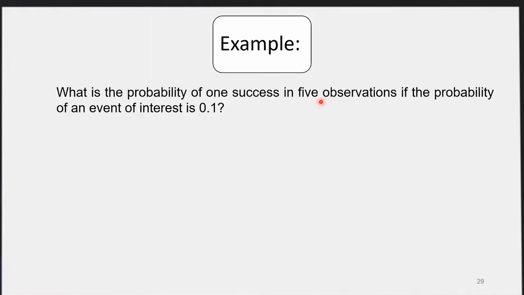So if we were to look at a small example, this question asks us, what is the probability of one success in 5 observations if the probability of an event of interest is 0.1? So what are the important facts here? They're talking about the probability of one success. That's the question. What is the probability of one success, and you're given 5 observations, and you're told the probability of an event of interest is 0.1. So let's have a look at how we solve this.